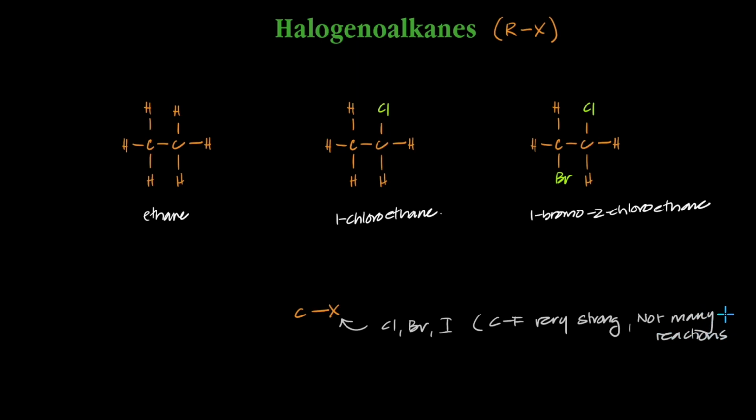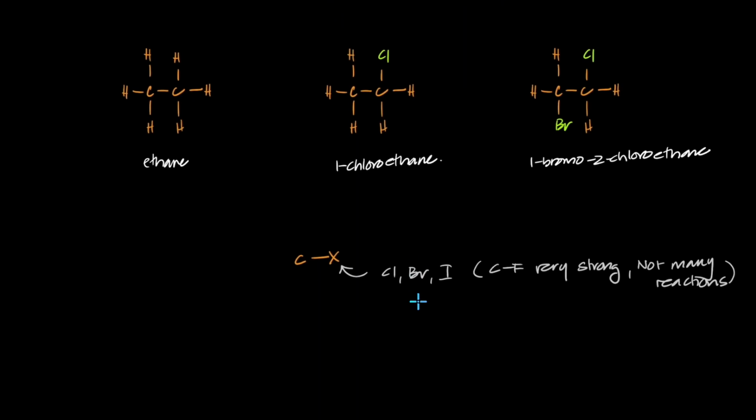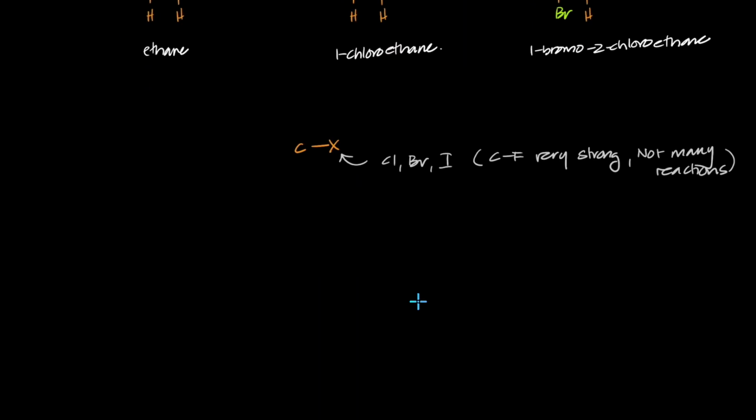So fluoroalkanes are part of this functional group. It's just that we don't really study them because there aren't that many reactions, but you can treat them as part of this functional group. Okay, that's the first bit. Then we also classify halogenoalkanes into primary, secondary, and tertiary, just like we did for carbocations.